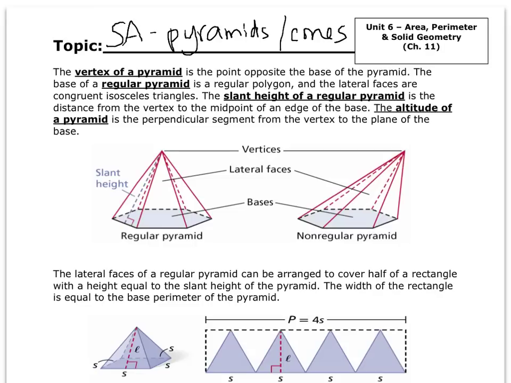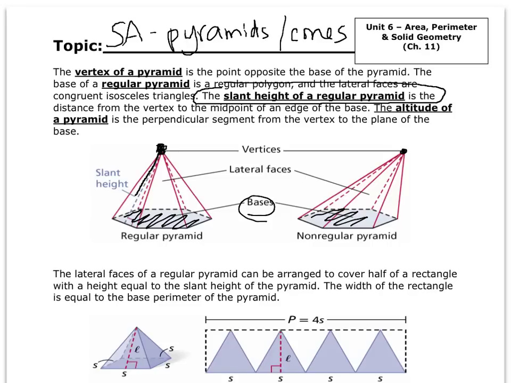The big thing on a pyramid, first of all, pyramids have one base. As I'm coloring in here, they just have the one base, and they come to one vertex at the top. So you only need to calculate the area of one base. Now, since we're dealing with the surfaces, we want to calculate the area of the outside surfaces. So the big key I'm circling here on pyramids is the slant height of a regular pyramid is the distance from the vertex, which is this dot at the top, to the midpoint of the edge of a base.